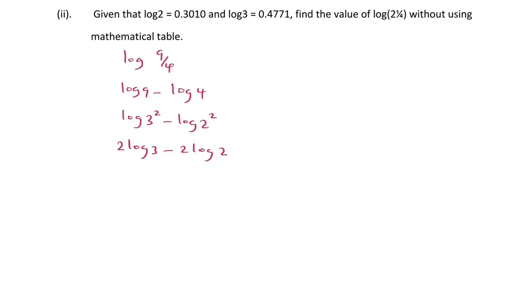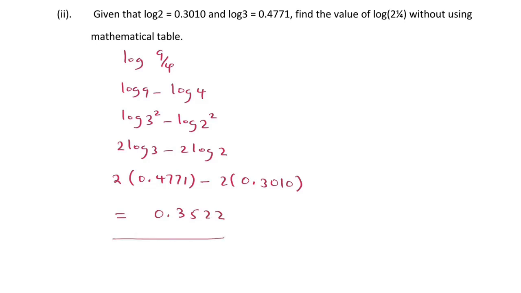Now we can substitute the values of logarithm given. We are going to have 2 times 0.4771 minus 2 times 0.3010. Computing this, we are going to have 0.3522. And this is the value of the logarithm required.